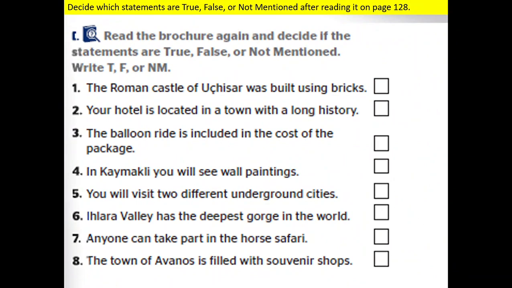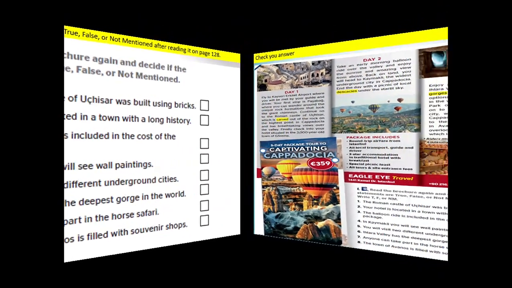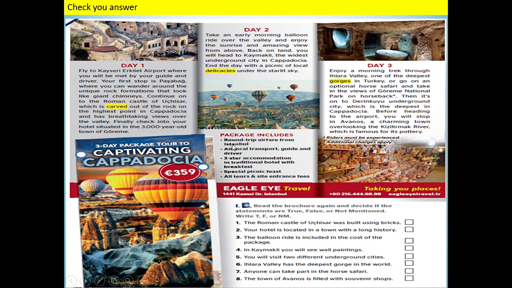Let's move to exercise C, and this exercise depends on scanning. You must scan the text to get your answer. And here is the text to get your answer from. And tell me question 1. The Roman castle of the Caesar was built using bricks. In this part, read it. You can find your answer and decide, is it true or false or not mentioned?